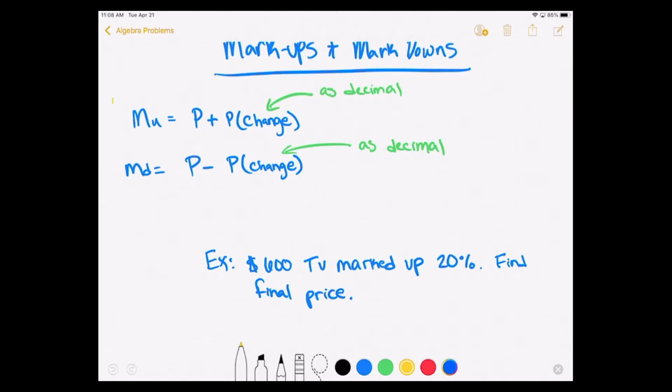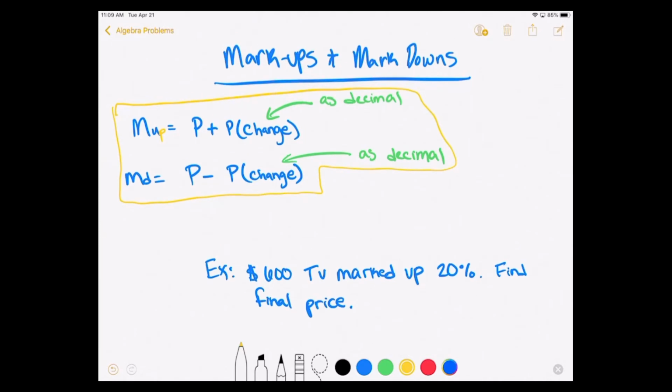So during this year, we use these two equations to do markups and markdowns. MU means markup. The other one, MD, means markdown. So what we're going to do is find a markup and a markdown, and you're trying to find the final price. You're going to do P, which is your initial price, plus that same initial price times the change. And when I say the change, I mean the percent change as a decimal.